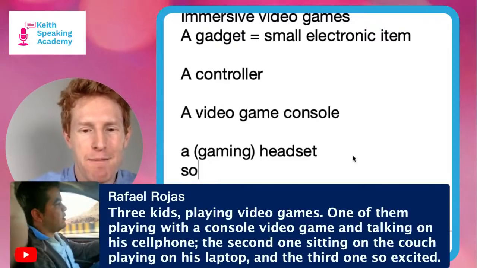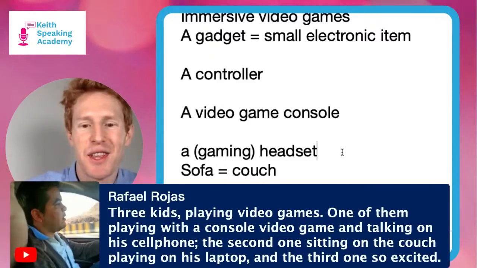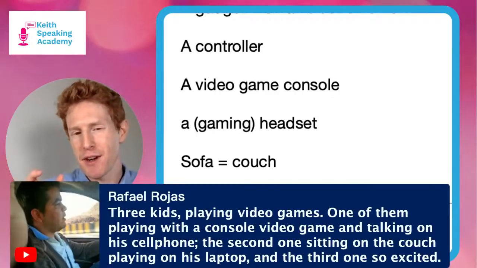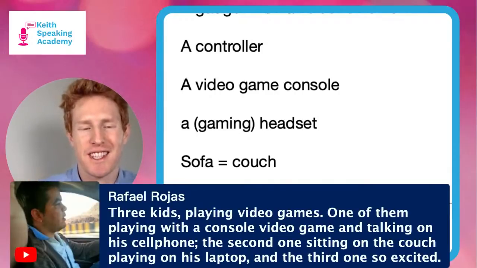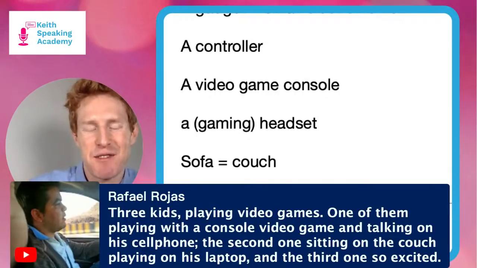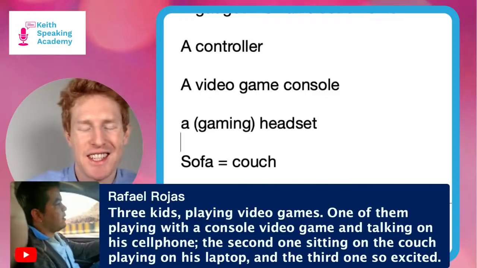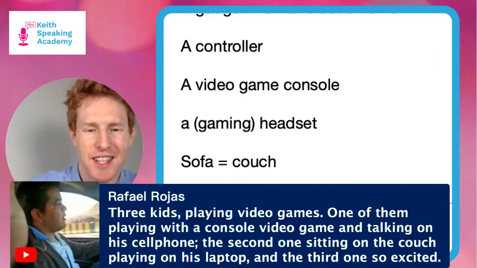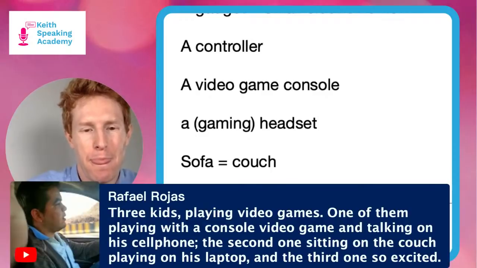Someone commented he's using a MacBook. So the MacBook is a type of Apple laptop. And the third one, and then we're just missing the verb. The third one is so excited. So you can see from the image there, he's so excited. Fantastic. And I wonder why he's so excited. Maybe he's about to win the game.